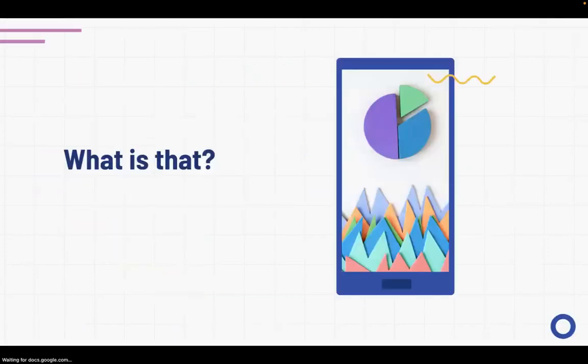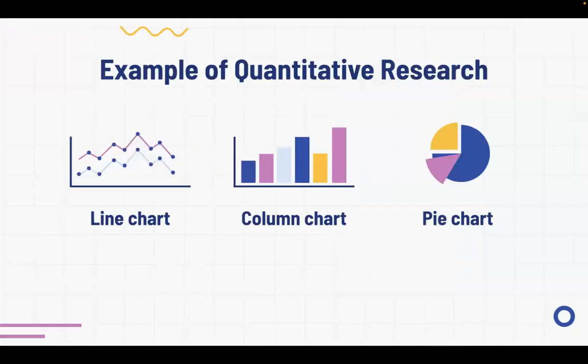First one, quantitative research. What is that? What is quantitative research? Quantitative research is experiment. An experiment makes it easy to obtain many numbers as results. So examples of quantitative research are line charts, column charts, and pie charts. You can see why the examples are charts, because when experiments use the quantitative research method, they mainly use questions where the test subject can use numbers for their answers.